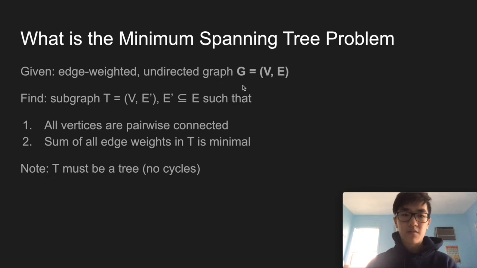So what is the minimum spanning tree problem? We're given an edge-weighted undirected graph, G, defined by a set of vertices and a set of edges, and the objective is to find a subgraph T, defined by the same set of vertices and a subset of the edges E prime, such that two properties are satisfied. 1. All the vertices are pairwise connected, and 2. The sum of all edge weights in T is minimal, and I'll talk about what these two properties mean later.